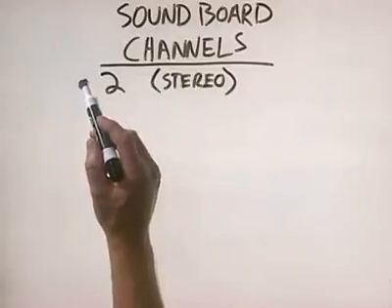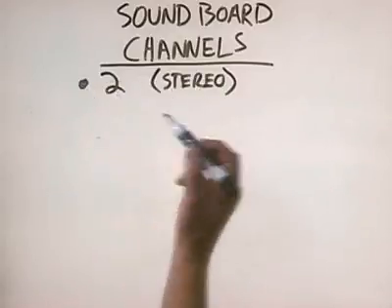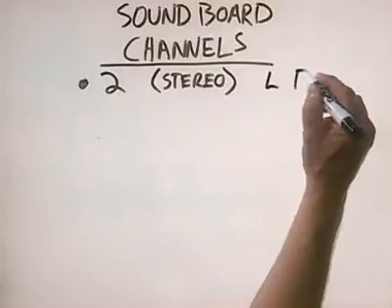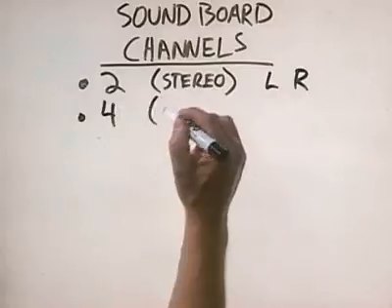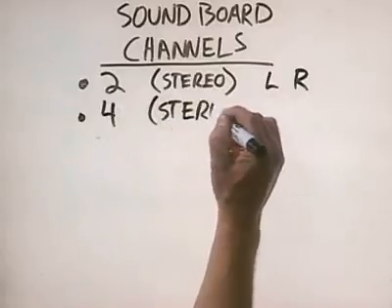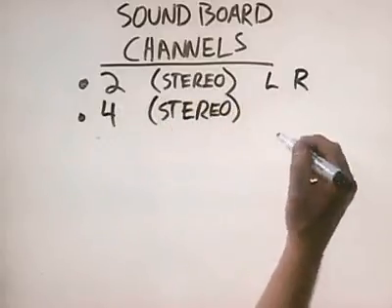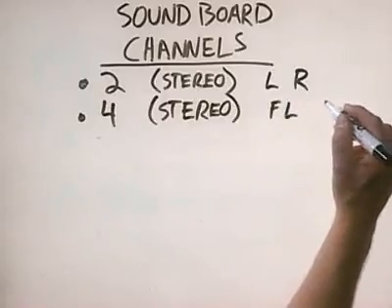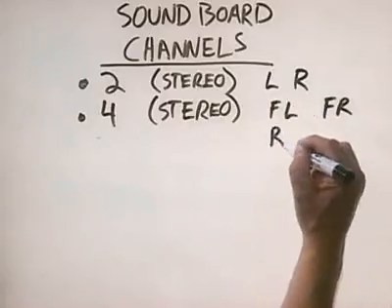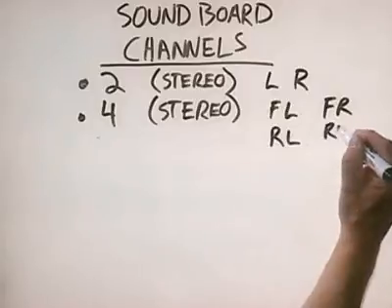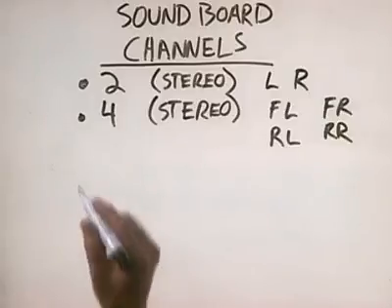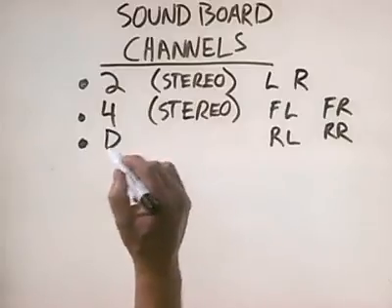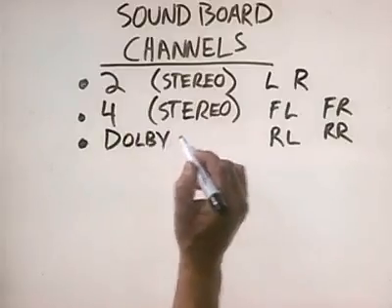Your basic low-end sound card will at least offer 2 channels, which gives you stereo left and right. You can also purchase a 4-channel stereo audio board, which gives you front left, front right, rear left, rear right. If you want to really kick up the quality of the audio coming out of your soundboard, then you need to invest in a board that implements Dolby Digital sound.